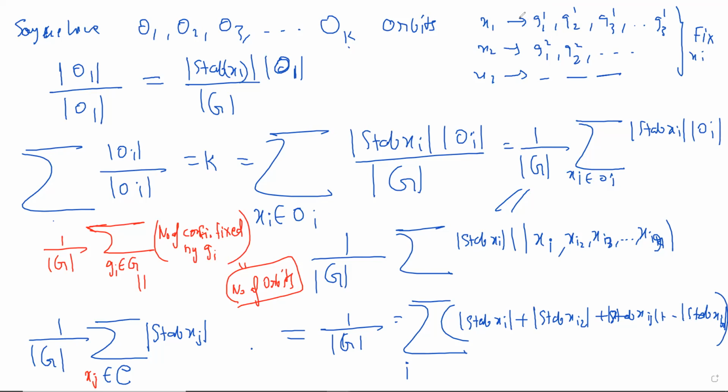That will be a part of the summation of stabilizer of x1. Yeah, all these are part of stabilizer of x1, and all these are part of stabilizer of x2. You have to say it like this: pick a motion and ask what configurations does it fix. Yeah, that fixes x1, but it may fix other things also.